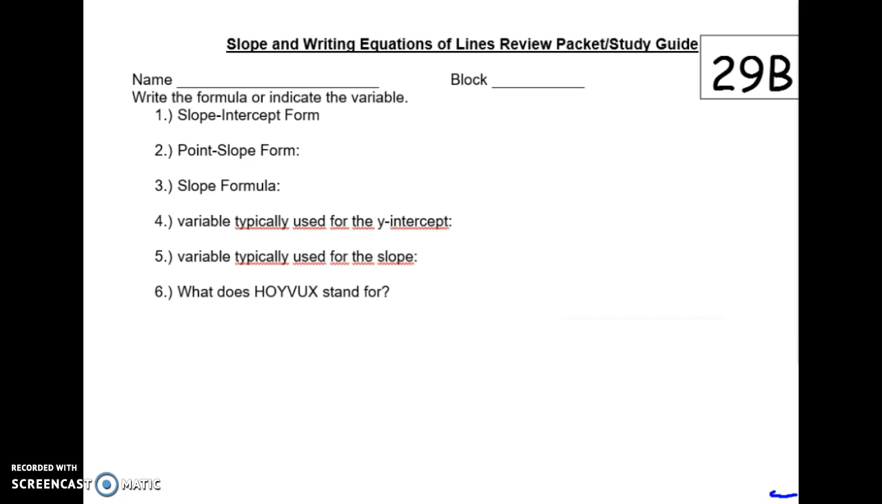You need to know the slope-intercept form. Slope-intercept form is y equals mx plus b. You're going to need to know the point-slope form. Point-slope form is y minus y sub 1 is equal to m times x minus x sub 1.